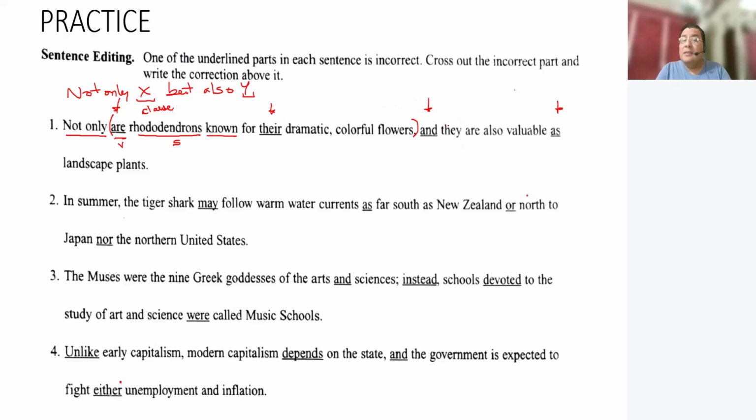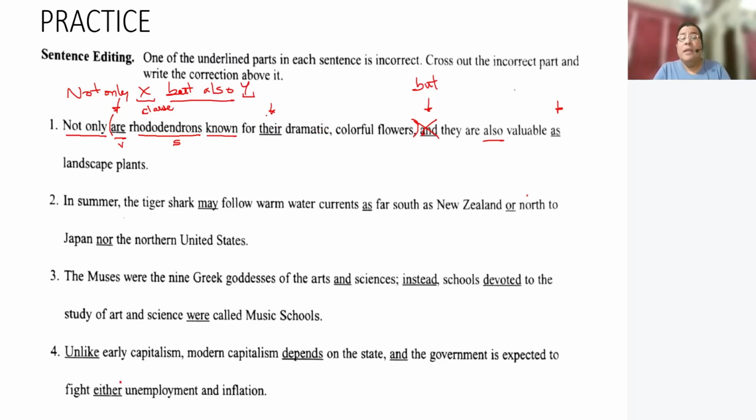So this indicates that we need the other part, the match for not only, which is but also. But we can see also, in the place of but, there is this conjunction and. So we infer that it is misplaced, because what should be appearing here is but rather than and. In that way, we would have not only X, but also Y, where Y would be the clause, they are valuable as landscape plants.